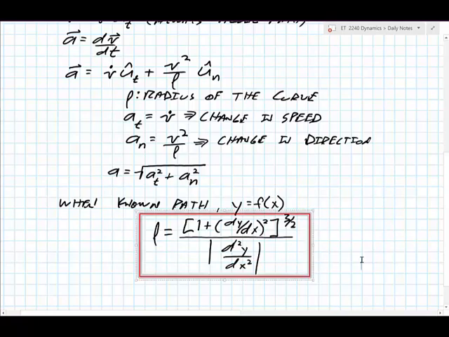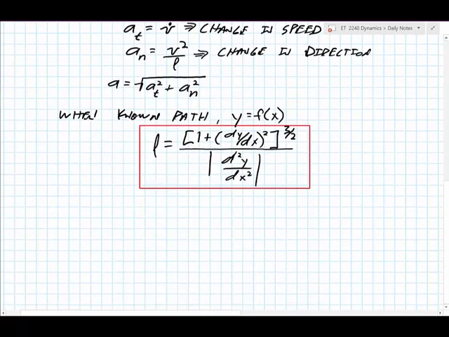so I'm not going to go through the derivation, or actually I don't even think it is in the book. I think it says go to your calc book to find it, so good luck. It's pretty much a plug and chug type thing. If you have y as a function of x, you can figure that out.